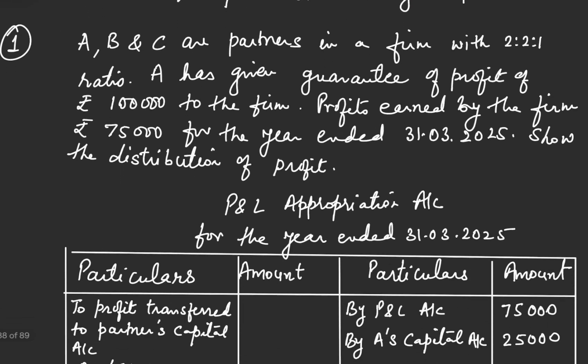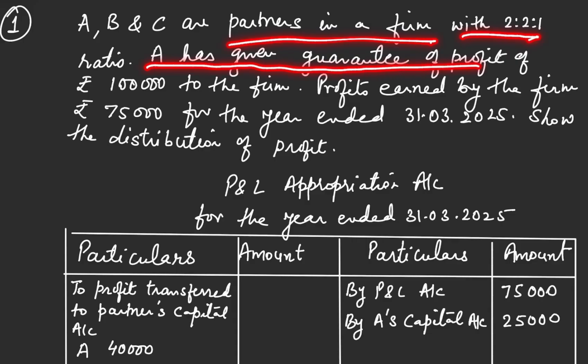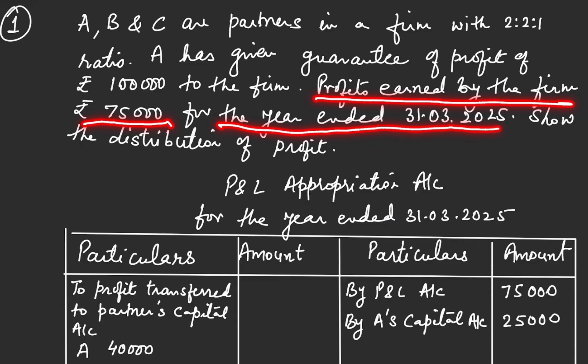So let's understand with the help of an example here. A, B and C are partners in a firm with a 2:1 ratio. A has given a guarantee of profit of rupees 1 lakh to the firm. It means A has given this assurance to the firm that the firm will always get a minimum of 1 lakh. Now profits earned by the firm are rupees 75,000 for the year ended 31st March 2025. Show the distribution of profit.